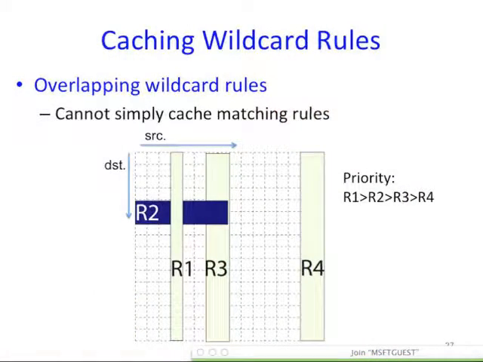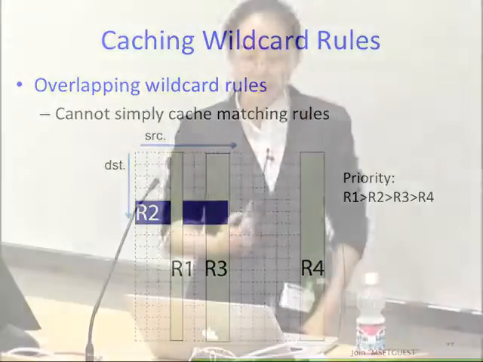Okay, so the next question is, how can we implement this cache manager? The challenge here is there is a multi-dimensional flow space, and there may be wildcard rules in different dimensions. So here I'm still showing a simple example of a 2-dimensional flow space. And here there are several rules. These rules are overlapping with each other, so they have different priorities. Rule 1 has the highest priority, and then rule 2, then rule 3, then rule 4.